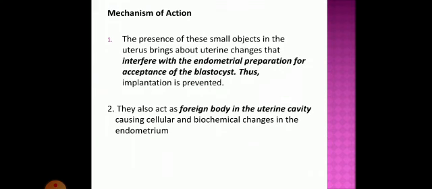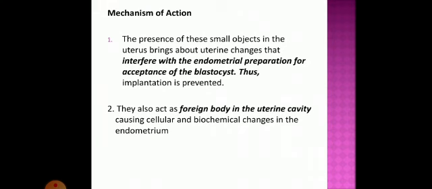Now let's look at the mechanism of action of intrauterine contraceptive devices, or how exactly the IUDs prevent pregnancy. The presence of these small objects in the uterus brings about changes in the uterine endometrium, which interferes with the endometrial preparation for the acceptance of the blastocyst. So what happens finally is that implantation is prevented. That's the first mechanism by which IUDs prevent pregnancy.